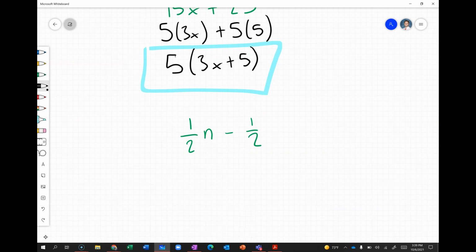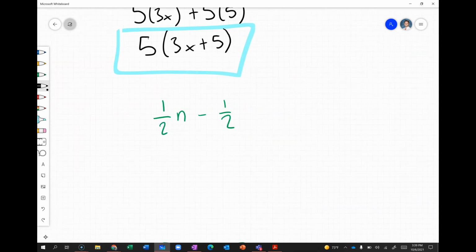Let's look at another example. So here we have 1/2 n minus 1/2. And in this case, our greatest common factor here is 1/2. So if we were to divide each of these terms by 1/2, 1/2 n divided by 1/2 leaves us with n. And then 1/2 divided by 1/2 leaves us with 1. So we've factored out the 1/2, so that's going to be outside of our parentheses, and that's being multiplied by n minus 1.